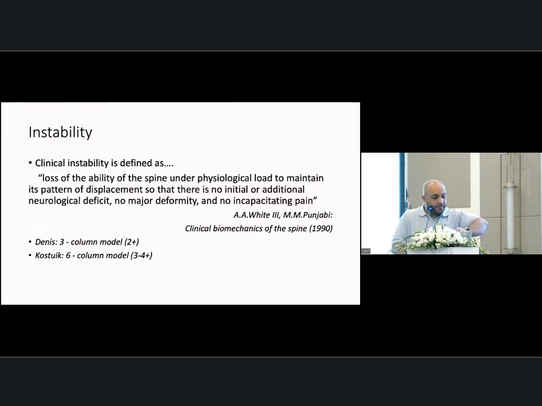So clinical instability. Now we've got to talk about instability. We've decided whether the patient needs radiotherapy or not. Now you've got to decide, are they stable or not?